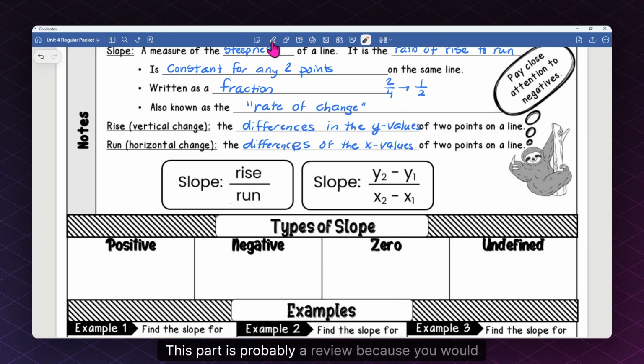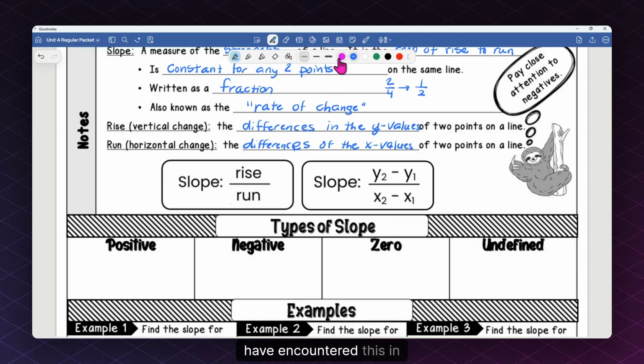Let's show you the types of slope. This part is probably a review because you would have encountered this in an earlier math class, but we're going over it again anyway. A positive slope is going to have a line that looks like this. It's going up to the right. That's going to be my positive side. A negative slope is going to look like this, going over to the left, the negative side. So that's positive and negative slope.